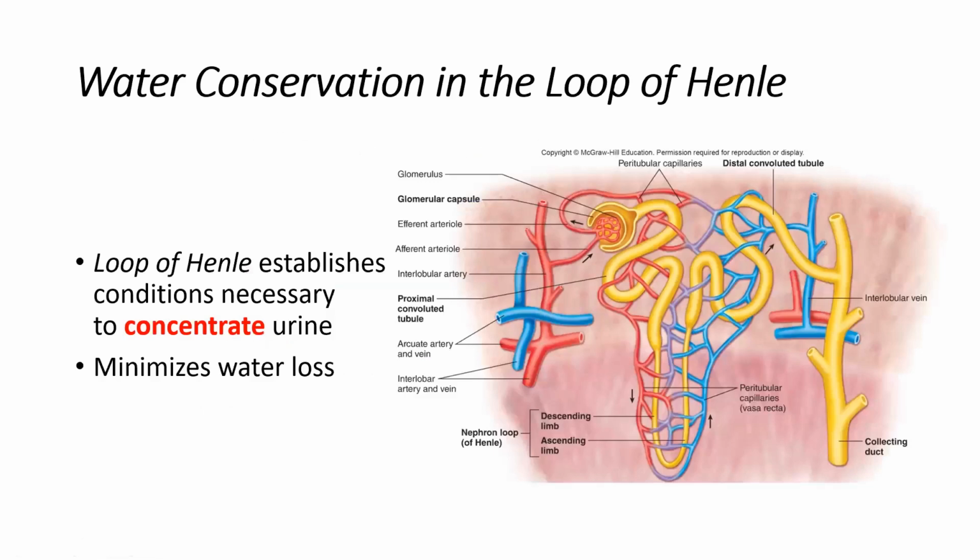Getting to the loop of Henle, this is where we establish the gradient that is necessary for concentrating the urine. So I kind of touched on this earlier. The longer our loop of Henle, the more ability we have to concentrate the urine. That is to pull all of the water as much as possible from the urine and to lose as little water as is possible. Really hold on to that water for the purpose of plasma conservation. And that's what happens in the loop of Henle.